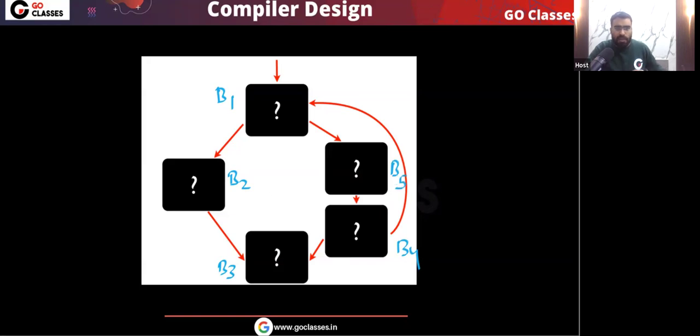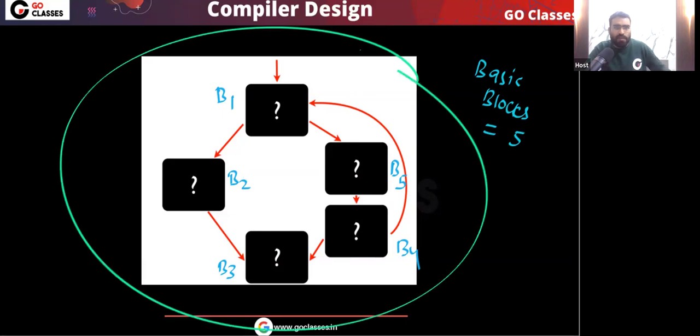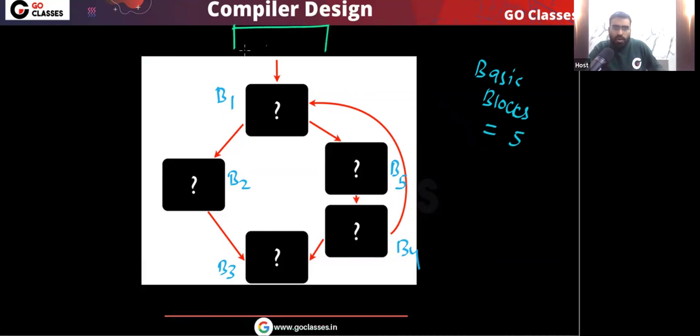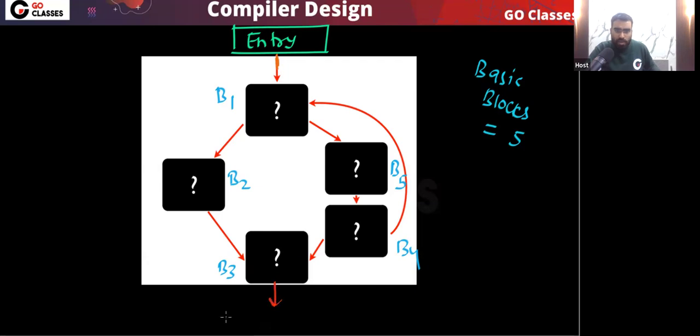Now remember, basic blocks are only 5. Please understand that there are a total of 5 basic blocks. But when you create the control flow graph, we put an entry node. You can see this is going to be the entry node, and there will be an exit node. So we put a dedicated entry node, and also a dedicated exit node.